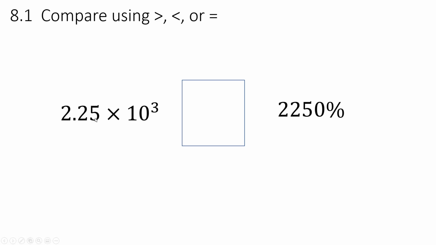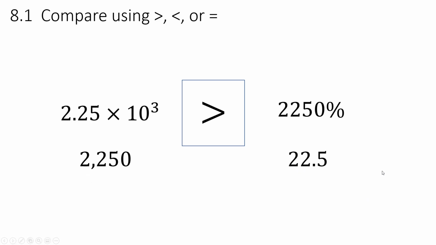The scientific notation, the decimal slides 3 places to the right, whereas this 2,250%, the decimal slides 2 to the left. So we get 22.5. And then you just look at these numbers, and it's definitely going to be greater because 2,000 is going to be bigger than 22.